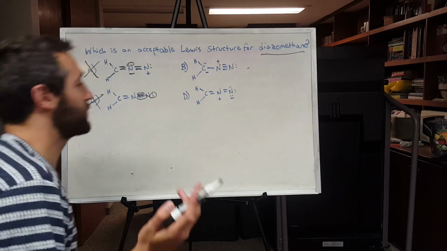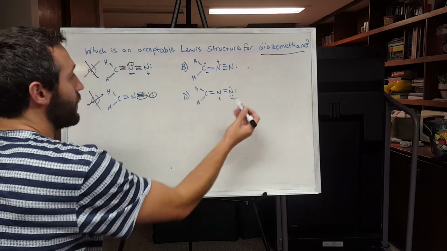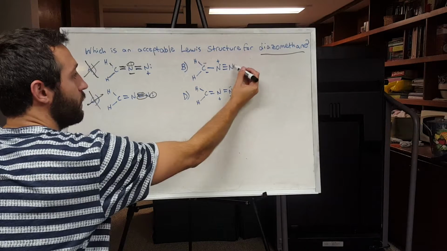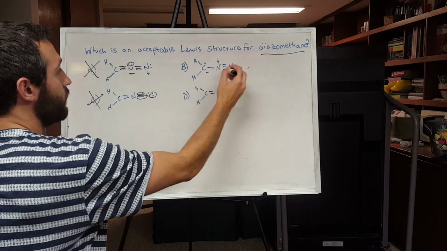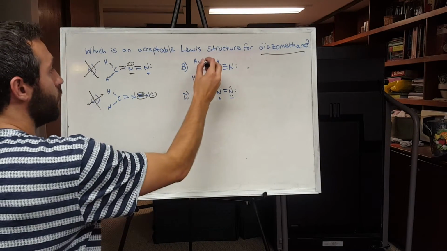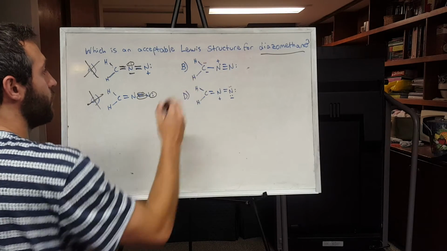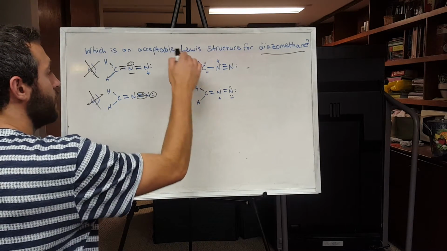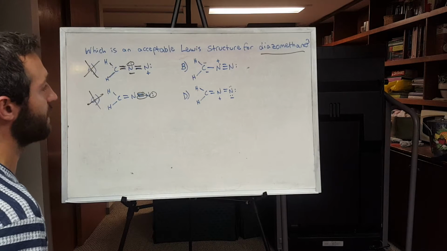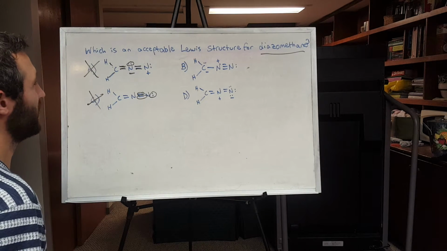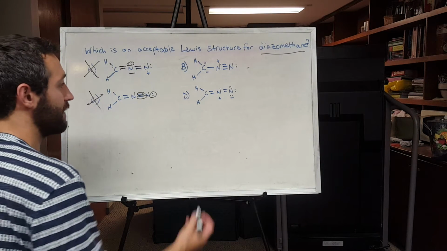Okay, so B. Well, 1, 2, 3, 4. 1, 2, 3, 4. 1, 2, 3, 4. So for B, as far as the octet rule, it passes. I'm thinking B is going to be the answer.